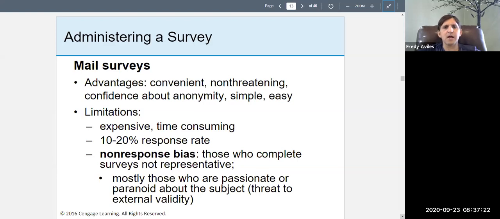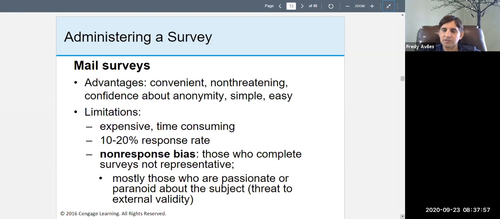The good thing about mail surveys is that they're convenient. They're not very threatening. People can ignore it, or they can take it seriously if they want. It's up to them. You can be confident that the responses will be anonymous. You don't know who's really going to mail them back. You don't require a return address, names, or social security numbers, so you can be more confident that you're keeping it anonymous. It's simple and it's easy.